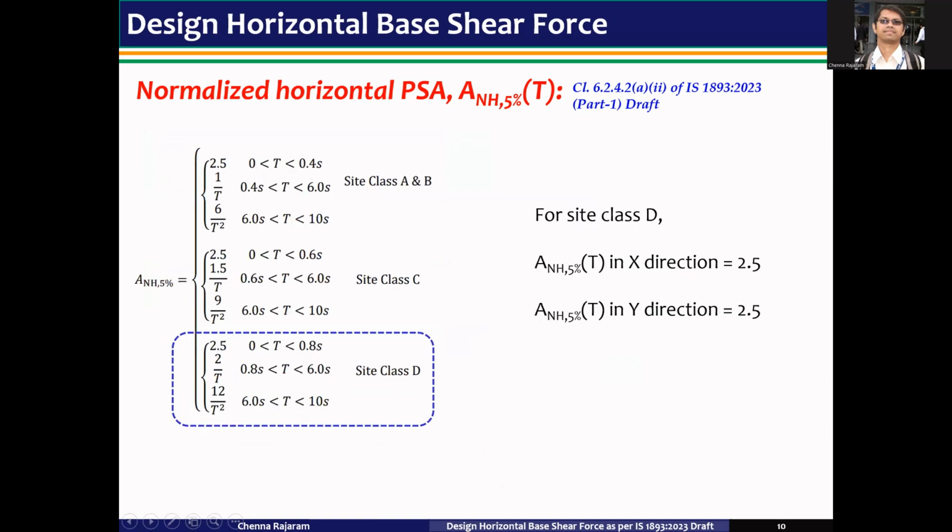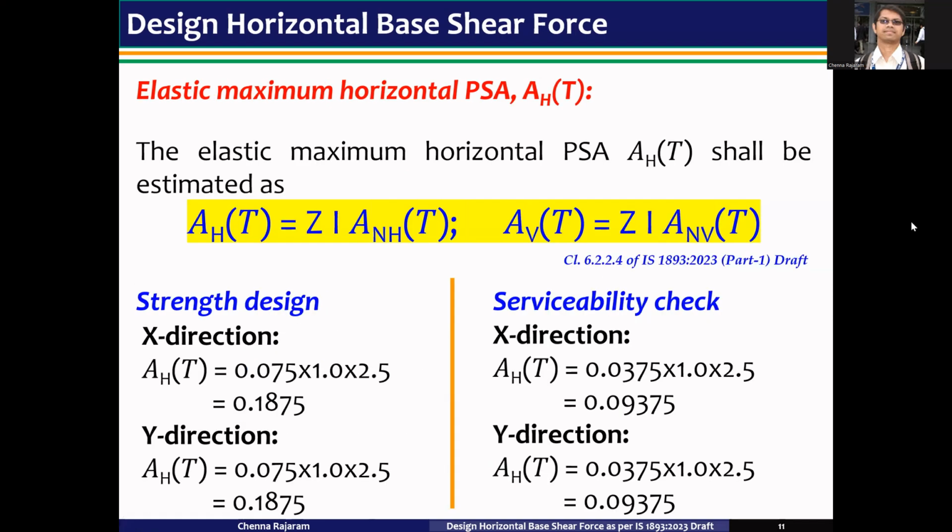Now, based on that site class D, the ANH at 5% damping ratio value is taken as 2.5 for both x direction and y direction. The elastic maximum horizontal pseudospectral acceleration AH of T is calculated as AH of T equal to Z multiplied with importance factor multiplied with ANH of T. So here you need to consider strength design and serviceability check both in x direction as well as y direction.